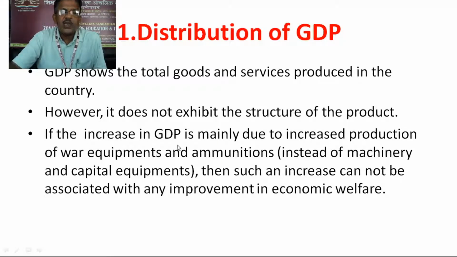For example, if the increase in GDP is mainly due to the increased production of war equipments and ammunition, these are not going to help the general welfare of the people. If the increased production is because of these equipments and ammunitions, then such an increase cannot be associated with any improvement in economic welfare. But if the GDP would have been constituted of machineries and capital equipments, then it could have been linked to the improvement in economic welfare.